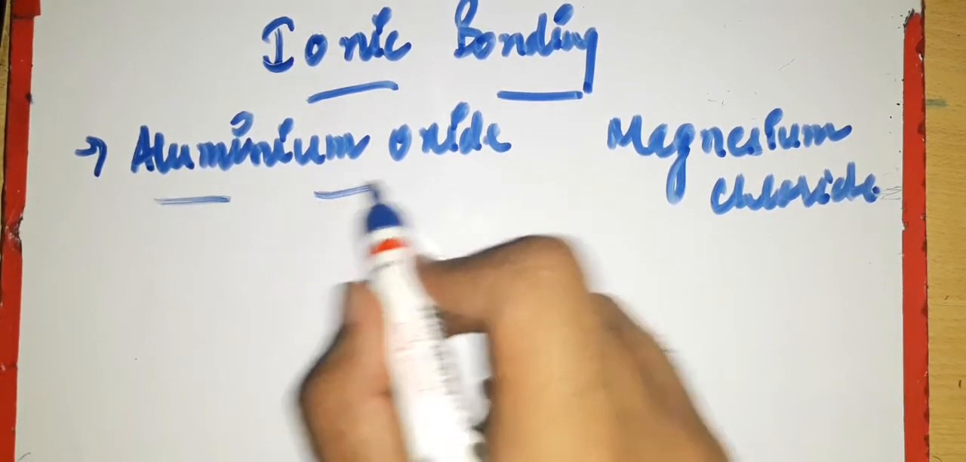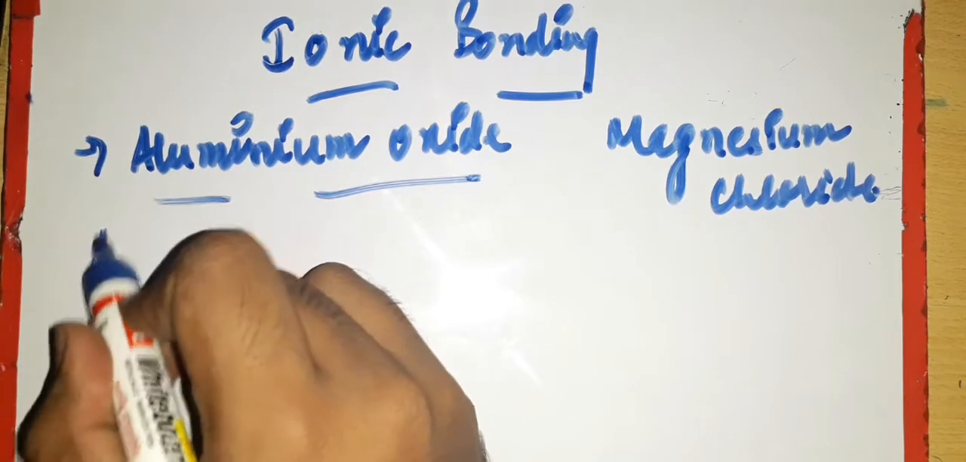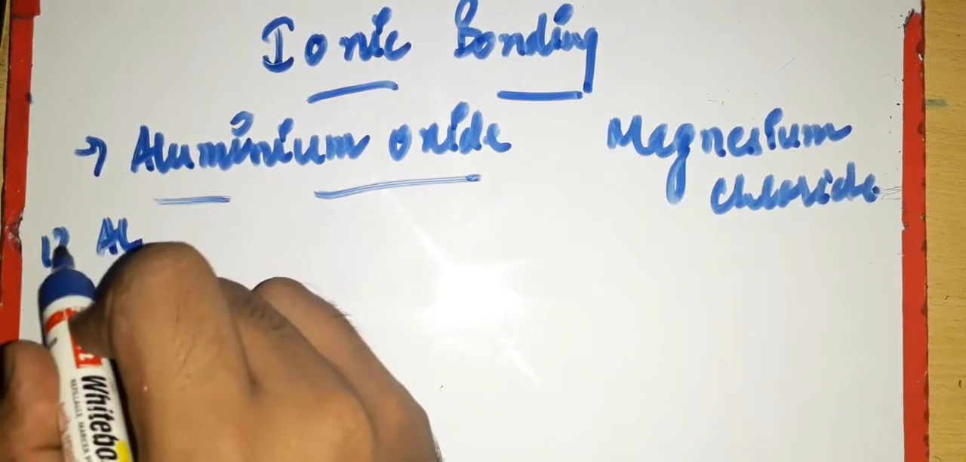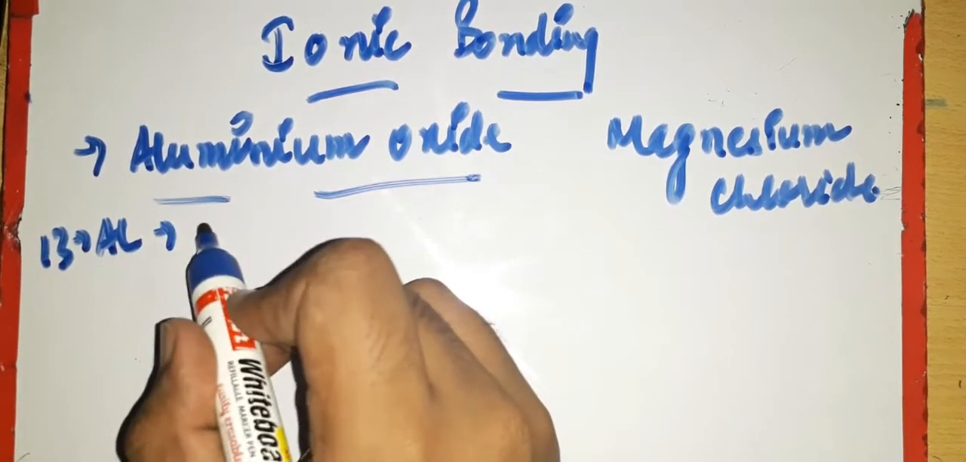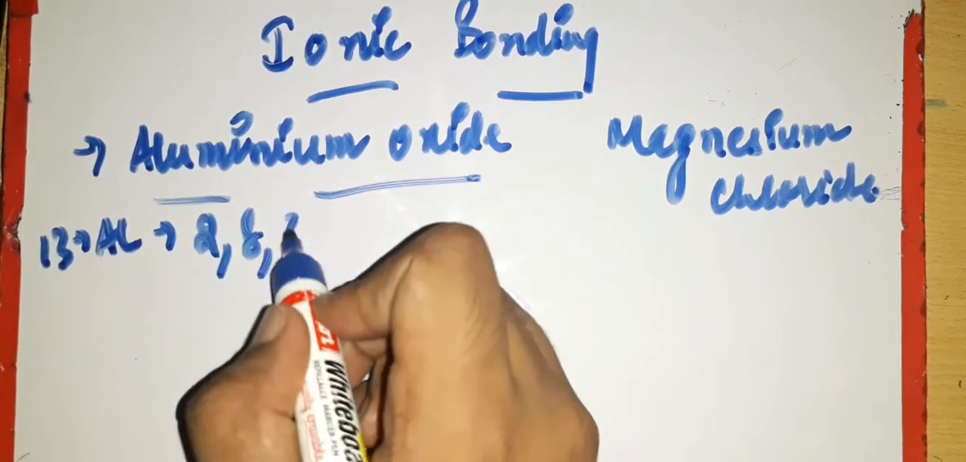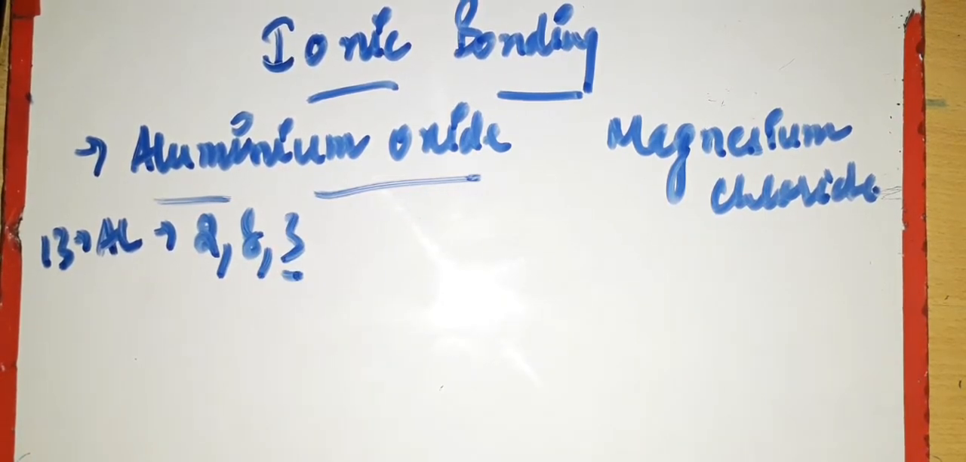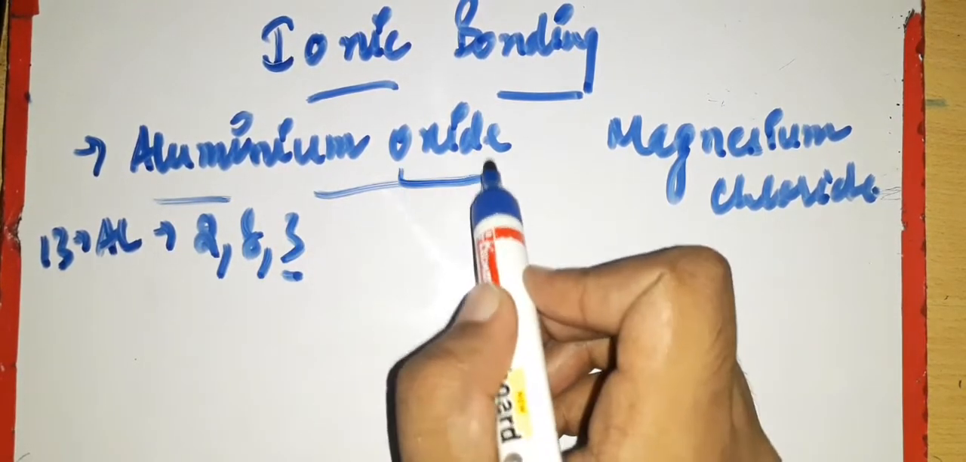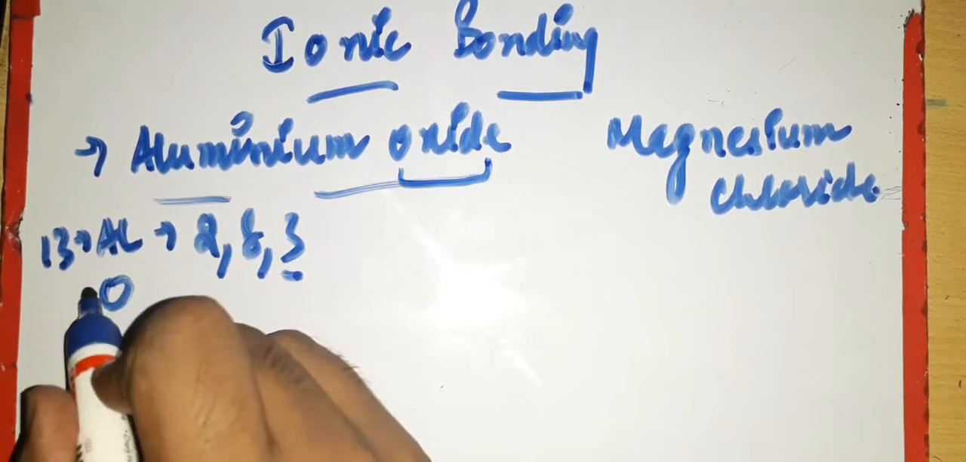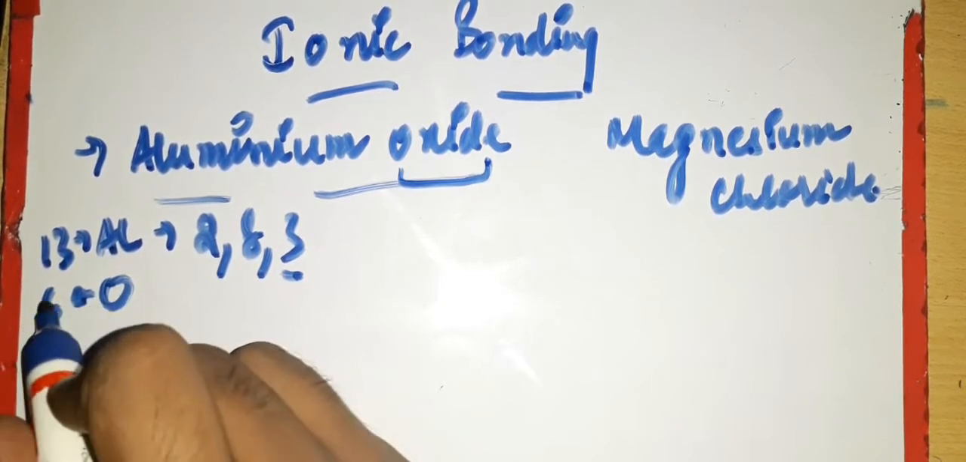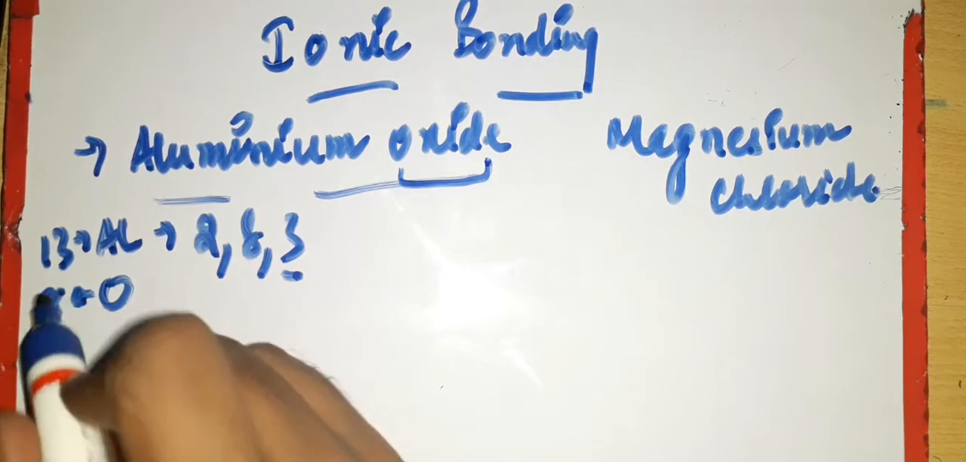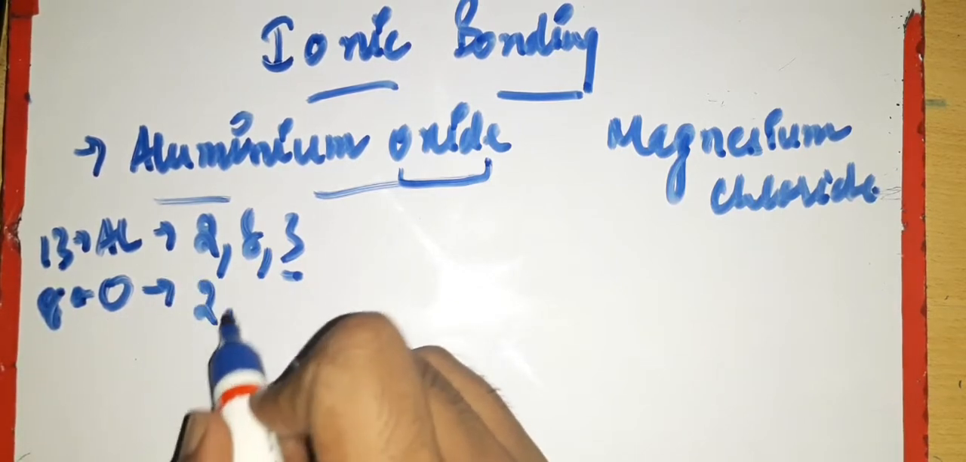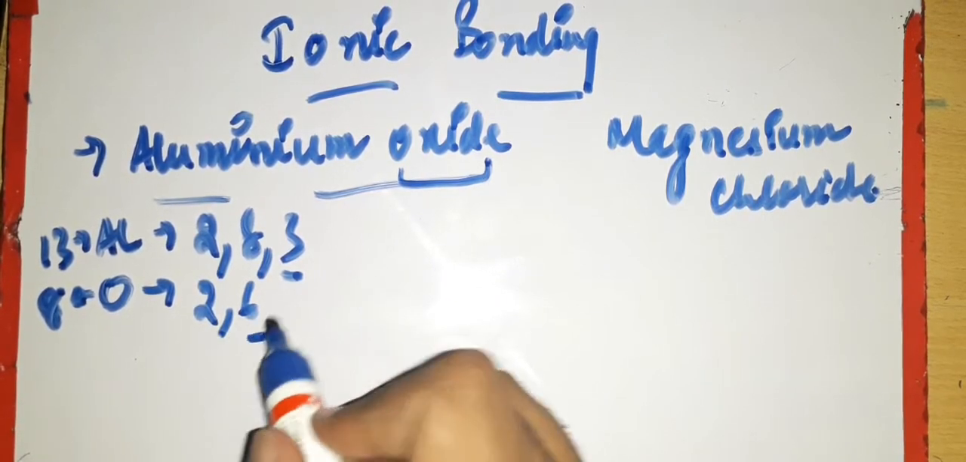For aluminium oxide, first of all, to make the ionic structure we must know that aluminium contains 13 electrons and its configuration is 2, 8, 3. So 3 electrons are there in the outermost shell. And the second element is oxygen. Oxygen contains 8 electrons in total. Its atomic number is 8, but when we configure it, it becomes 2, 6. So 6 electrons in the outermost shell.